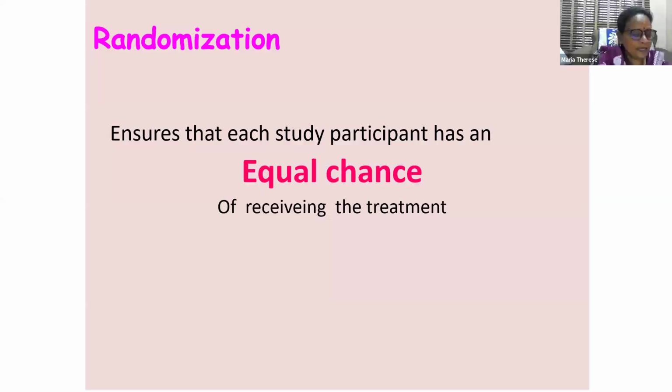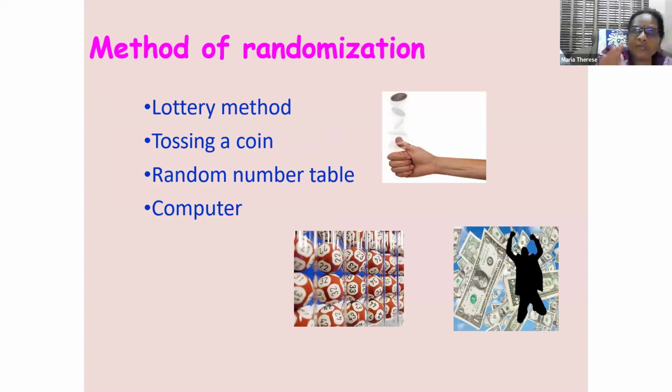So randomization: of course, you know that there may be various data, but see to it that we are giving equal chances to all the participants who are receiving the treatment. Methods of randomization include the lottery method, using a coin, a random number table, and a computer. In the lottery method, you can put all the slips in one cap, and from that you pick one, which is then allotted to the study group or control group.